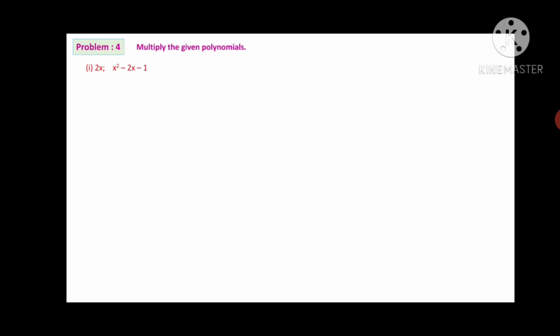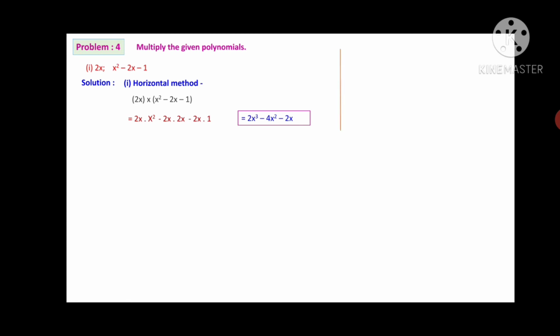Multiply the given polynomials. 2x is multiplied by x square minus 2x minus 1. First we'll see the horizontal method, that is 2x into x square minus 2x minus 1. Each term is multiplied: 2x is multiplied to x square, 2x is multiplied to minus 2x, the second term in the bracket, and 2x is multiplied with the last term, that is the third one, minus 1. So it will get you 2x into x square, that is 2x cube, 2x into minus 2x, that is minus 4x square, and 2x into minus 1 is minus 2x. So this is the answer.